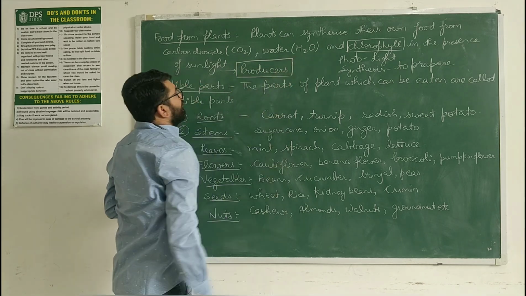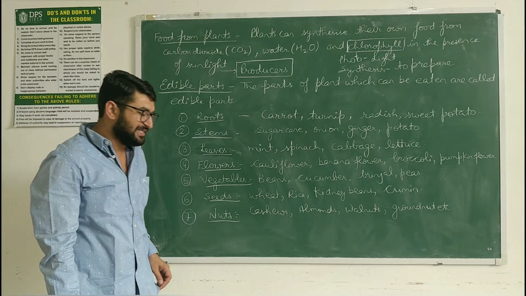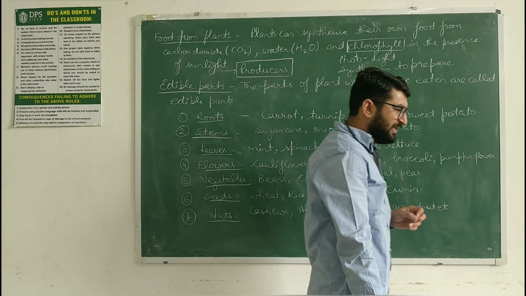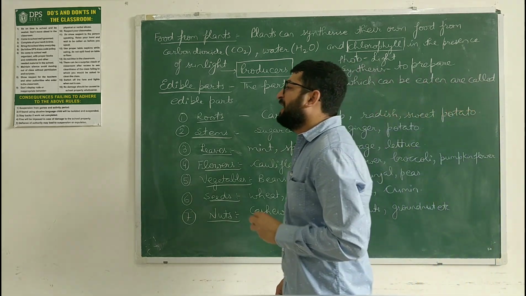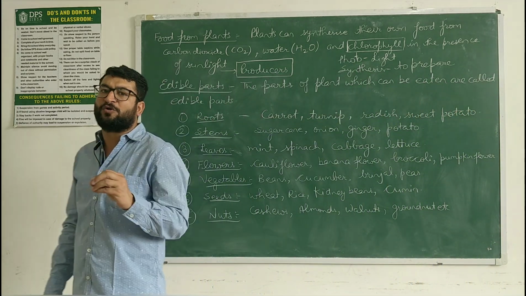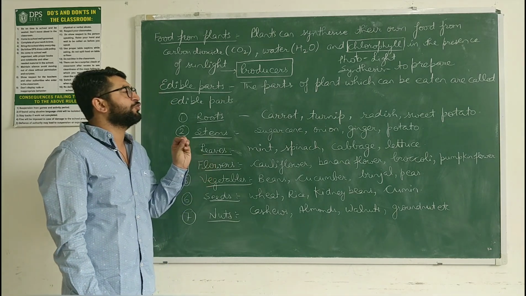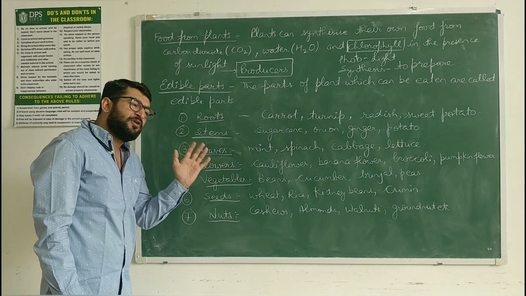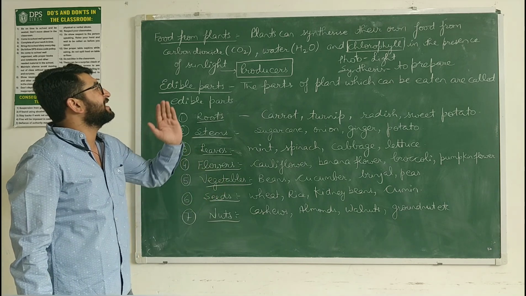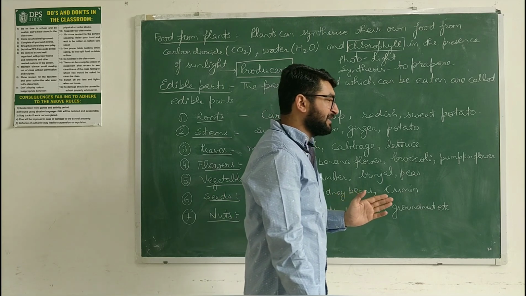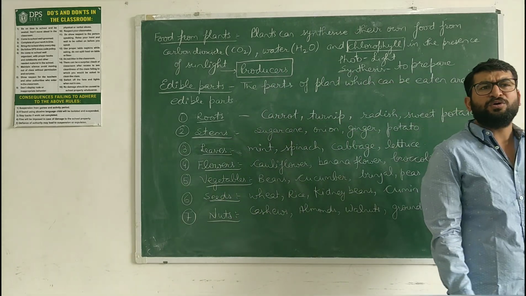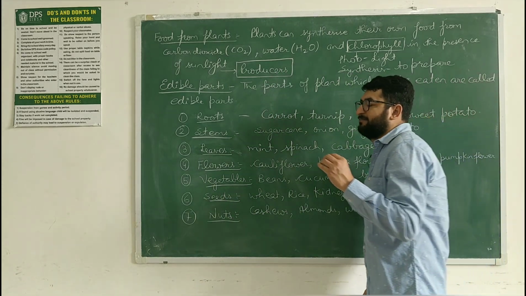Plants को क्या बोलते हैं बच्चे? Producers. Because they can synthesize their own food from carbon dioxide, CO2, and water, H2O, in the presence of sunlight and chlorophyll of leaves. This is known as photosynthesis, and they can perform photosynthesis. That is why they are known as producers. Plants अपना खाना खुद बना सकते हैं, इसीलिए plants को producers कहते हैं.